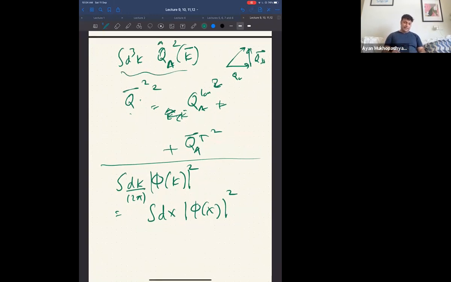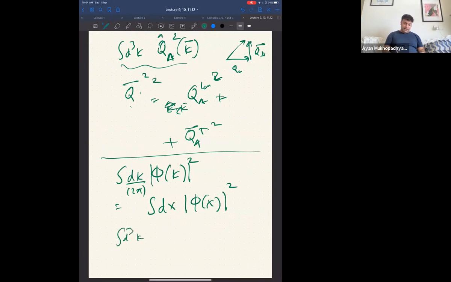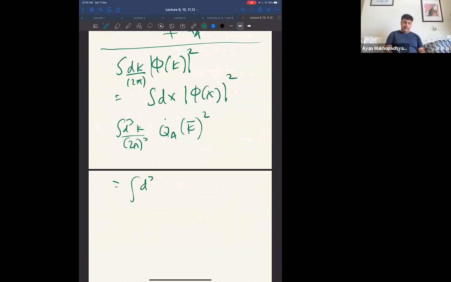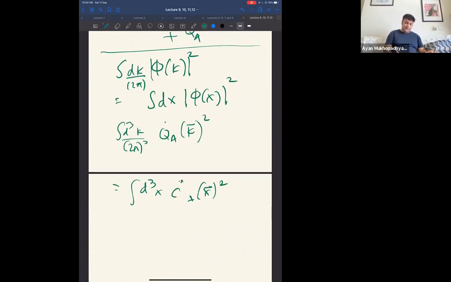It simply turns out that the first term, integral d cube k by 2 pi, qa dot k square, can be written in terms of the field, which is integral d cube x, qa dot x square. So it becomes a field, it becomes a classical field. And often people write the Fourier transform in a different way. Because the Fourier transform of qa, I can call phi a of x, right? This is the field.